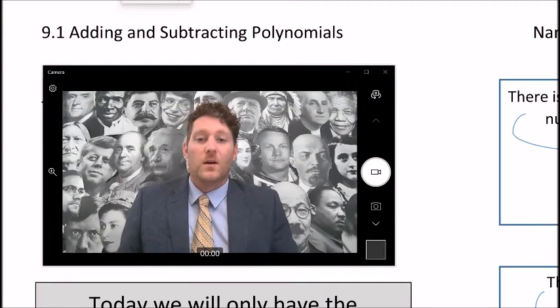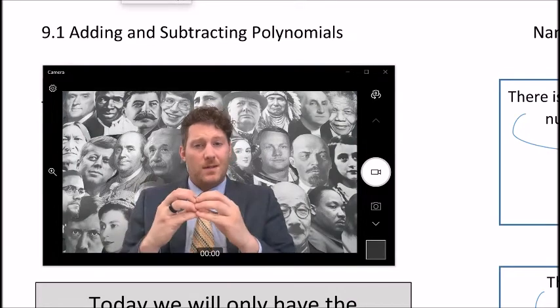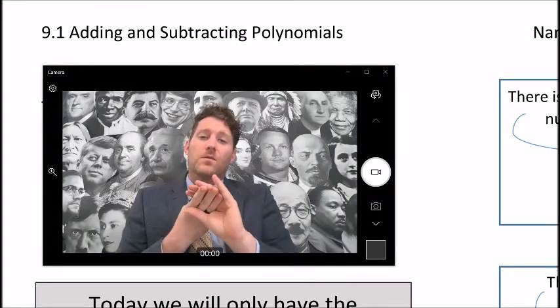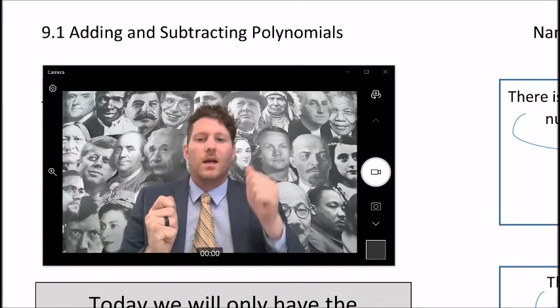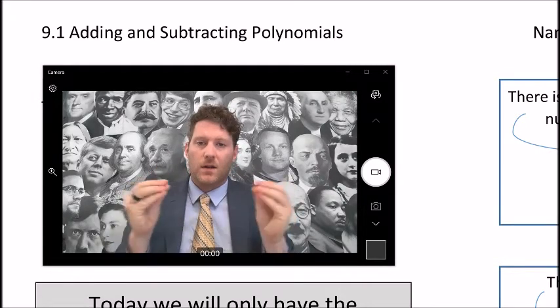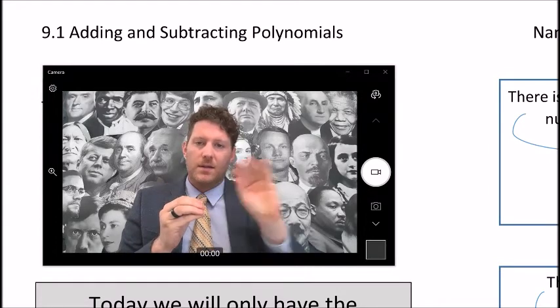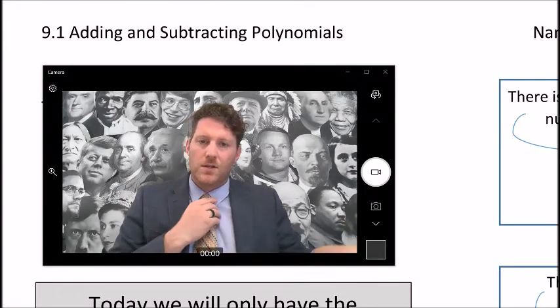Okay, here we go. So when it comes to polynomials, we're going to be adding and subtracting them today. There's really only 3 times when parentheses matter, and that's our goal today, to notice when the parentheses matter and when they don't matter. If they don't, we're going to get rid of them. All right, let's try it out.